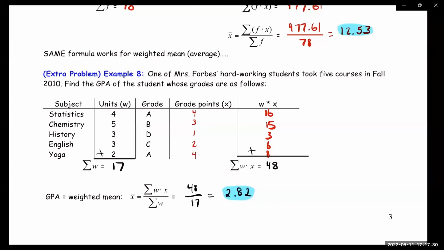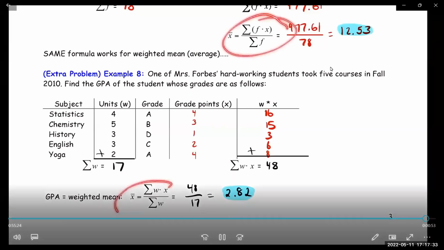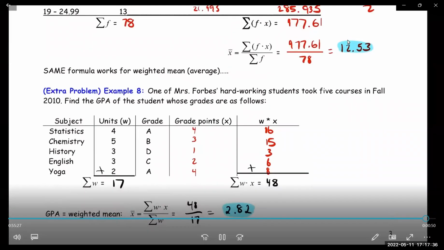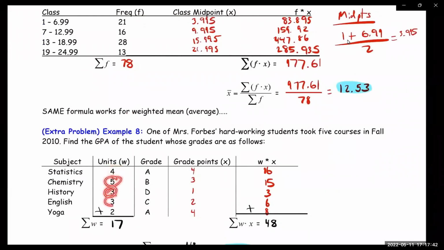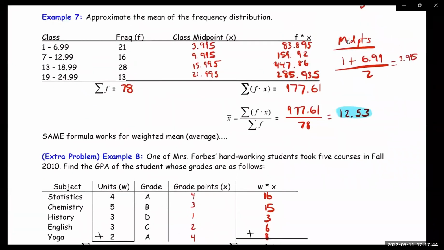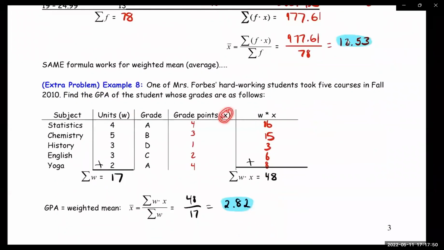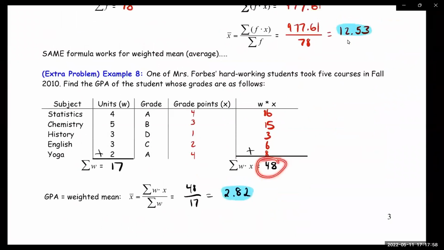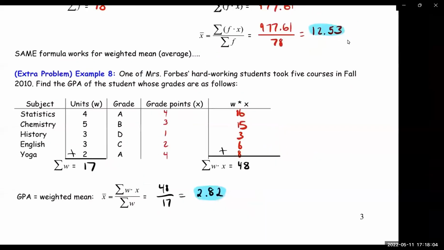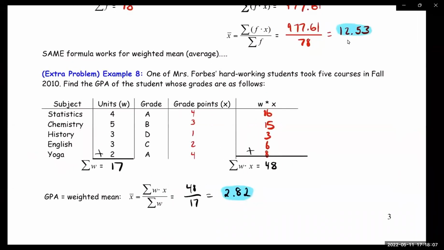So, yeah, that's how you find it, it's the same formula. They're just using different letters. F over here represents frequency. Over here, W represents the weight of the grade. And then over here, X representing the midpoint. Over here, X represents the number of points for each grade. And you still multiply them just like you did over here. And then you add them. And then if you divide those two, that's how you get the GPA. All right. Sorry, I rushed through that. I just wanted to make sure that we completed it before time was up. So that is it.